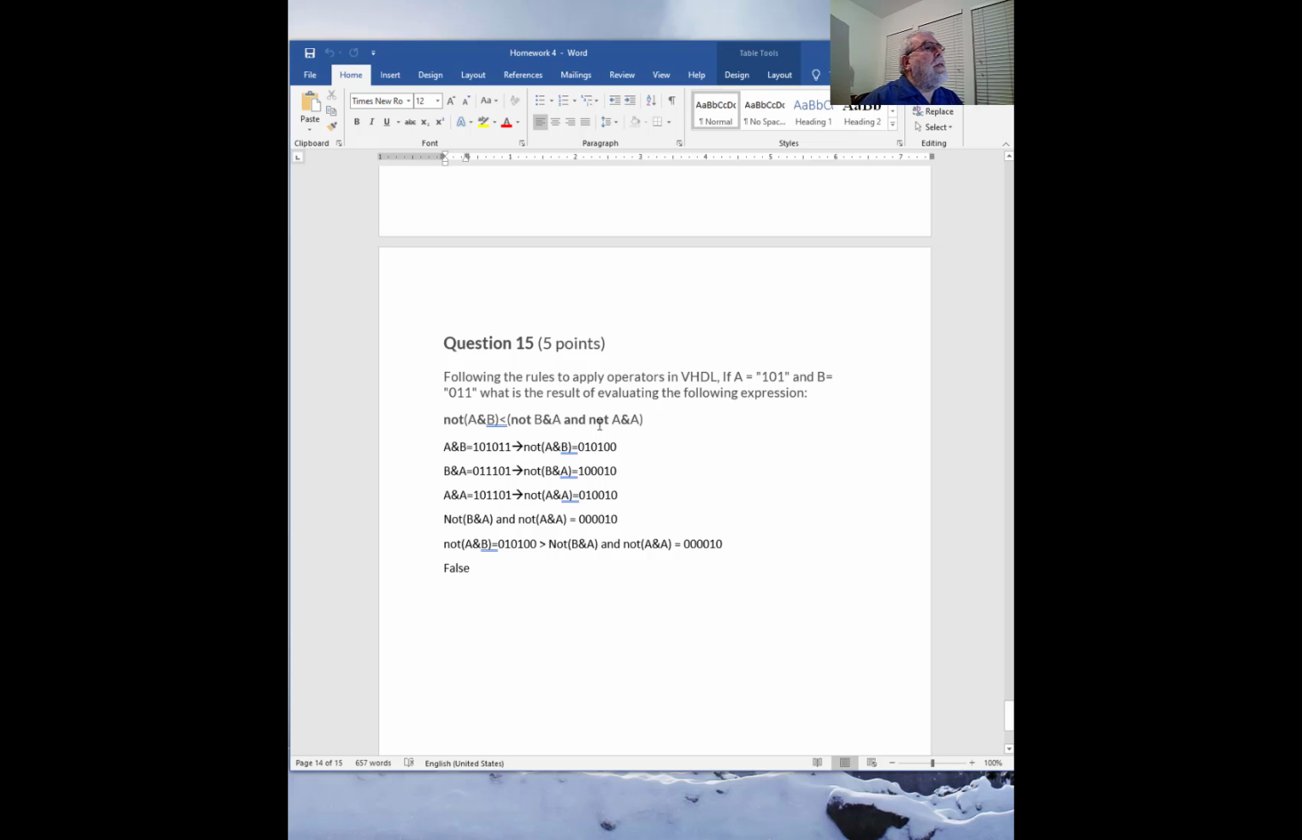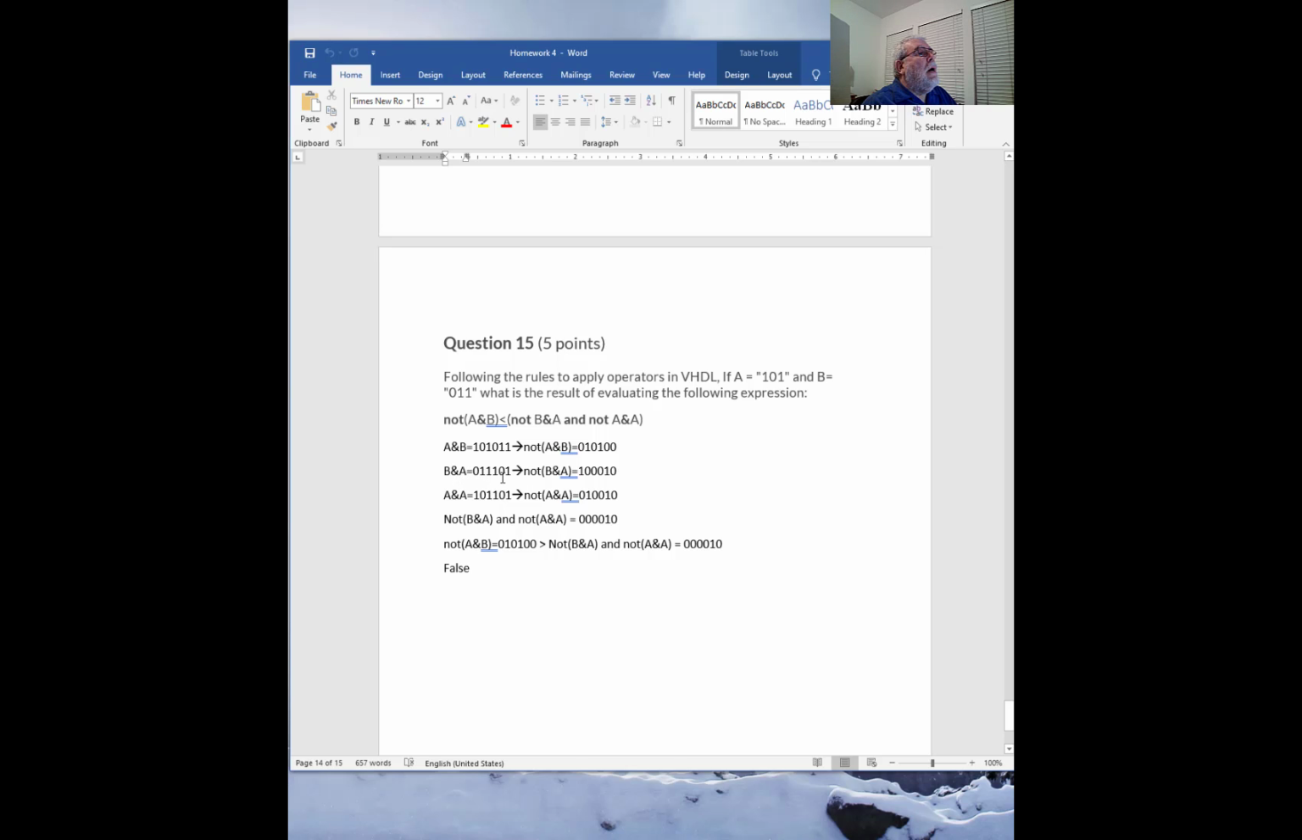Okay, so all we need to do is just say, for instance, this side of this would be a test, like a comparison. We have A and B. This is what corresponds to A and B. This would be A 101 and B 011 put together according to this. And then when you do not, you simply flip the bits like a one's complement. Okay, that would be the not, the logic not in this case. And the same thing we do with B and A.